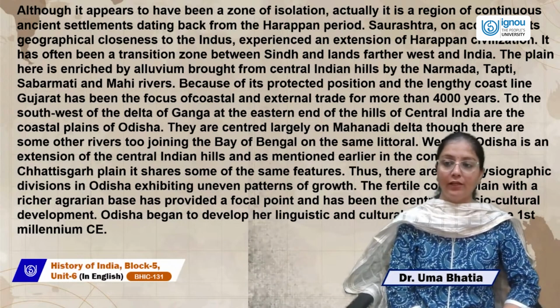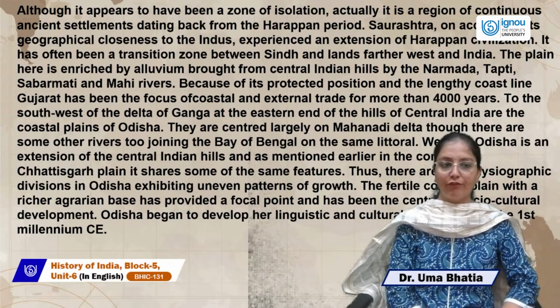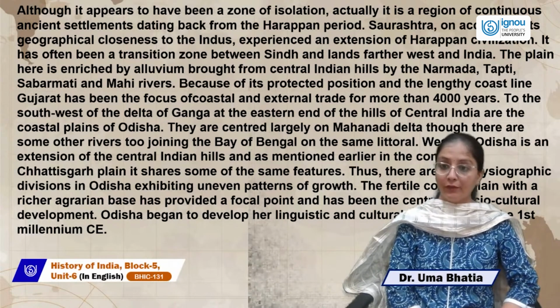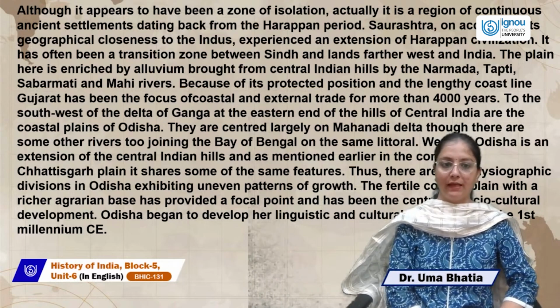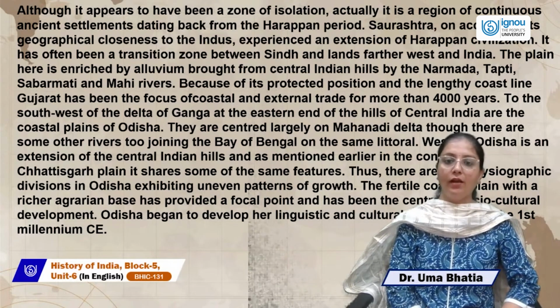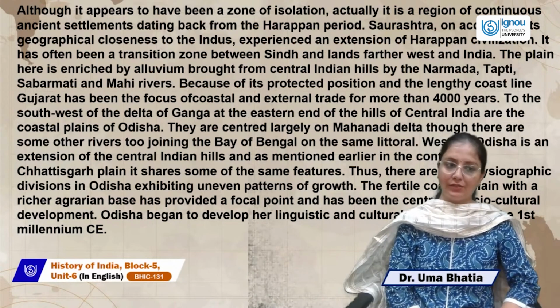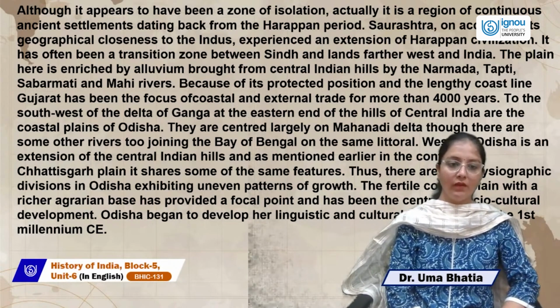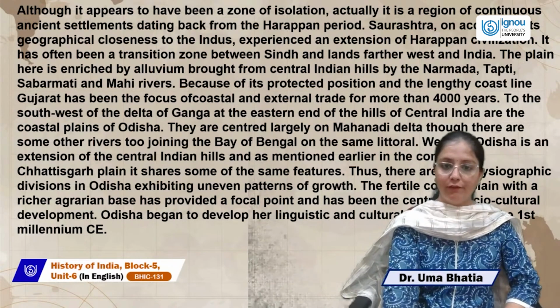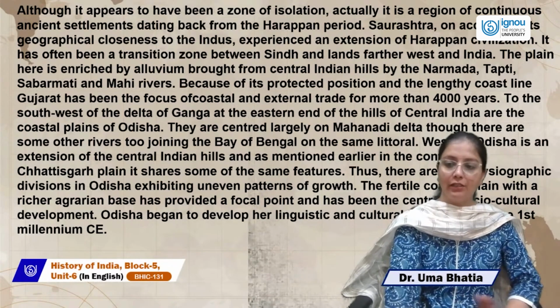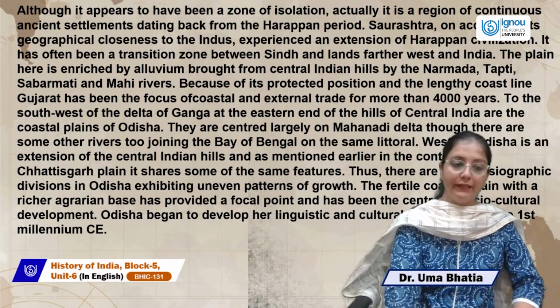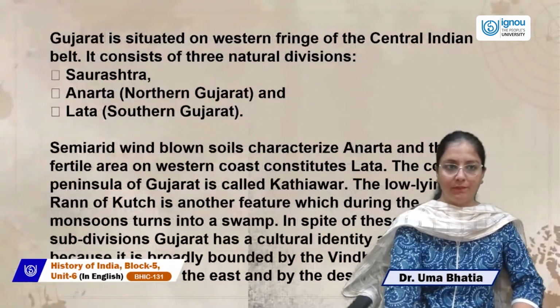Thus, there are two physiographic divisions of Odisha exhibiting uneven patterns of growth. The fertile coastal plain with a richer agrarian base has provided a focal point and has been the center of socio-cultural development. Odisha began to develop her linguistic and cultural identity late in the first millennium CE.